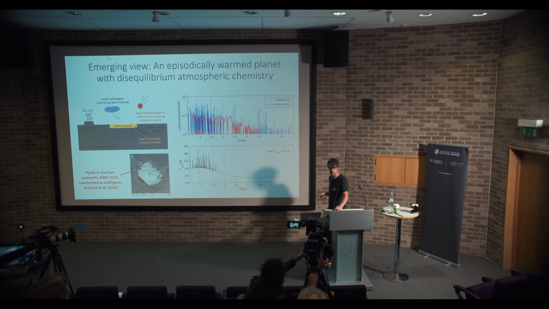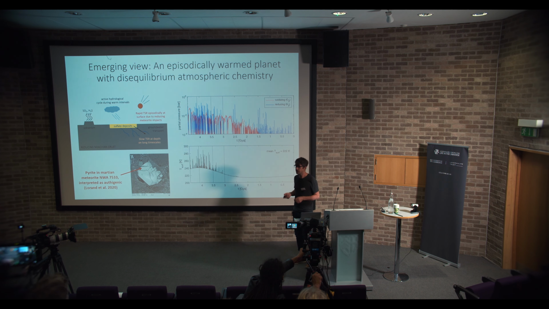For the sulfur cycle, for example, there have been recent observations of Martian meteorites that suggest that exactly these kinds of fluctuations between reducing and oxidizing states may have been ongoing in this time. And so this is still kind of at a starting point.